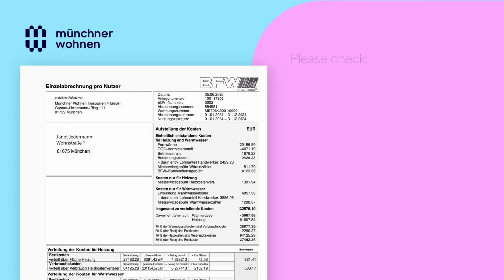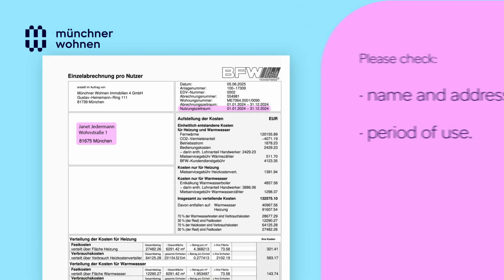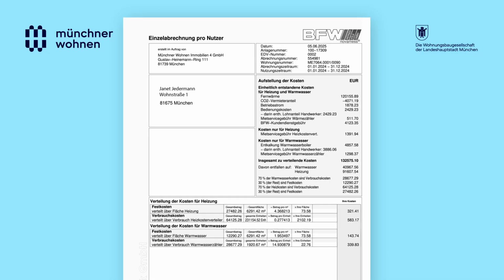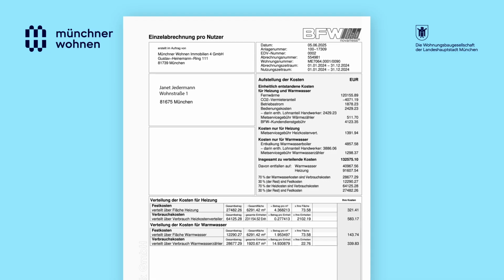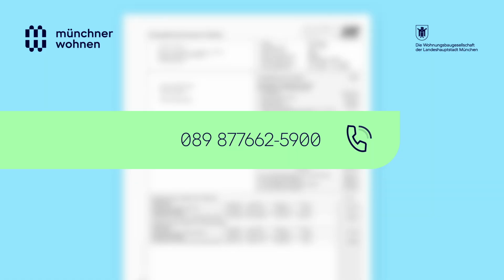Please first check again whether all your data such as your name, your address and the usage period are correctly stated. Please note that the property address may differ from your mailing address. Do you notice anything unusual? Feel free to contact our customer service directly at 089 877662-5900.